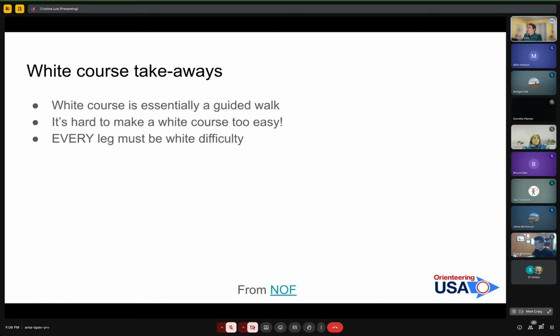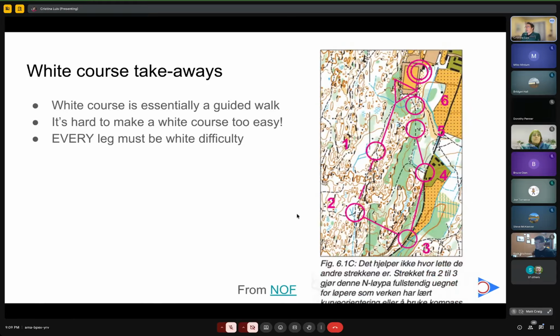All right, so that's basically a white course. See, I knew it was going to take longer. So basically, essentially a guided walk. Right? It's really hard to make it too easy. It's very hard to make it too hard. If someone says that it's too easy, they're wrong. Probably, it's not really possible. And every leg, okay, one leg can ruin a white course.